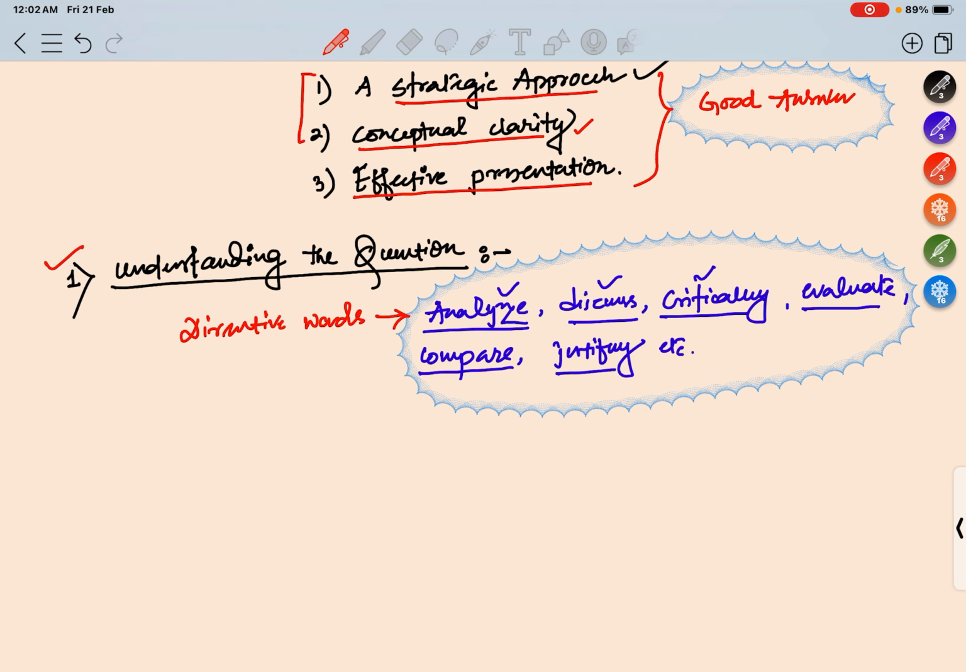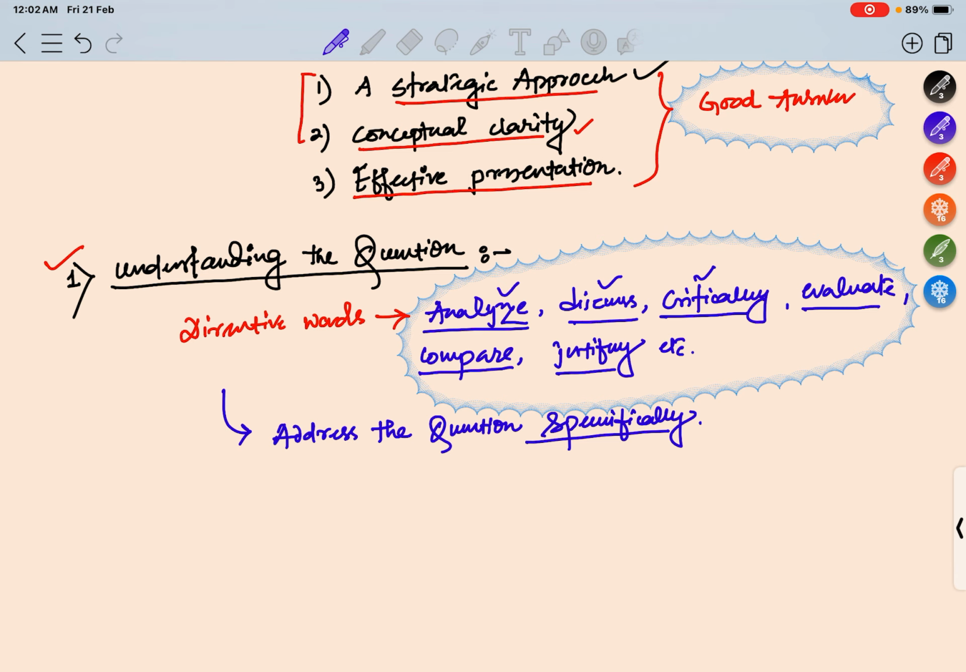So our first point is understanding the question. In the understanding portion, you have to understand the demand of the question, what they are asking. After that, ensure your answer addresses what is specifically asked. For example, address the question specifically.